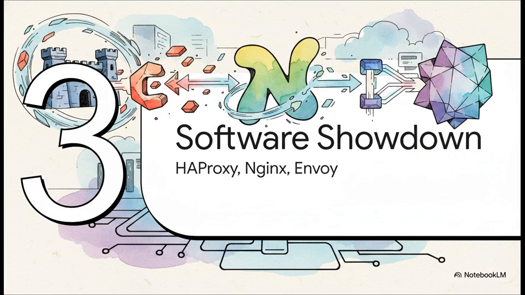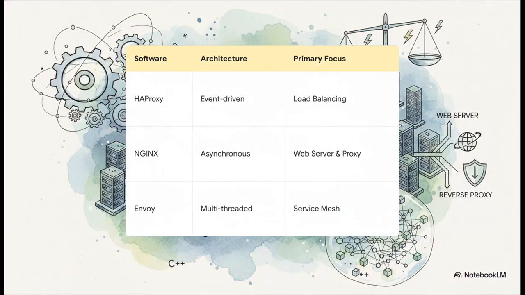All right, Section 3, HAProxy, NGINX, or Envoy, the software showdown. If you're self-hosting or managing your own proxies, you're definitely looking at these three heavyweights. HAProxy is built on a single-threaded, event-driven architecture. It's practically the gold standard for pure, dedicated load balancing and high availability. Then you have NGINX, which utilizes a multi-worker asynchronous model. It's incredibly versatile and often pulls double duty as both a web server and a reverse proxy.